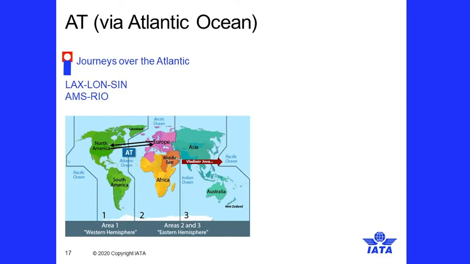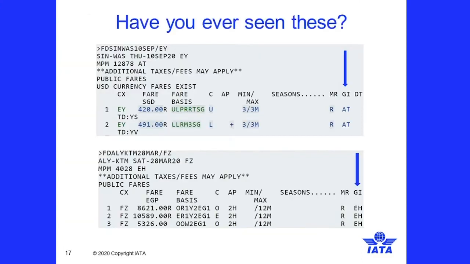actually the predominant ones. So for all the journeys, if you remember, I displayed the first slide from Etihad saying for the fares up here, fare display Singapore to Washington on Etihad. The flight will go Singapore, Abu Dhabi, Washington. That means the Atlantic Ocean will be crossed. This is why we have the AT.